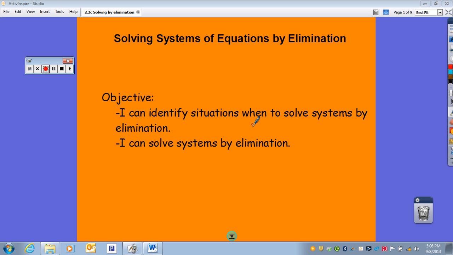In this lesson, we are going to solve systems of equations by elimination. Our objectives are to identify which systems we should solve by elimination and then to be able to solve them.